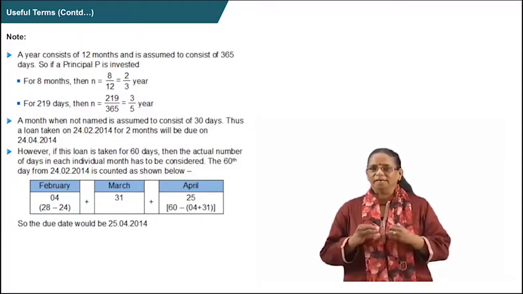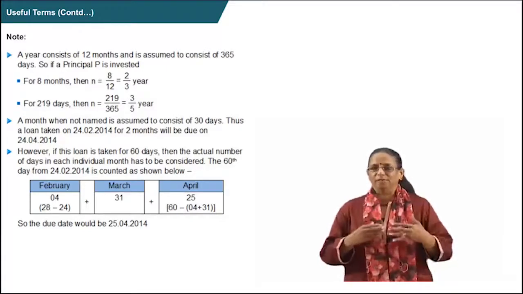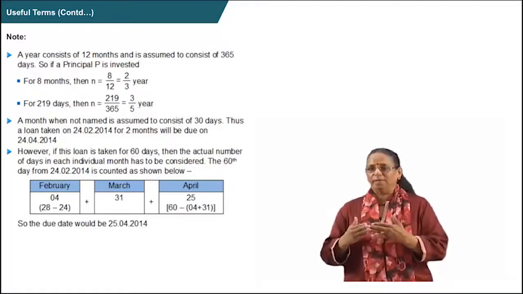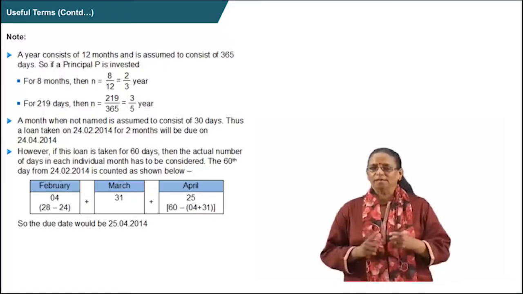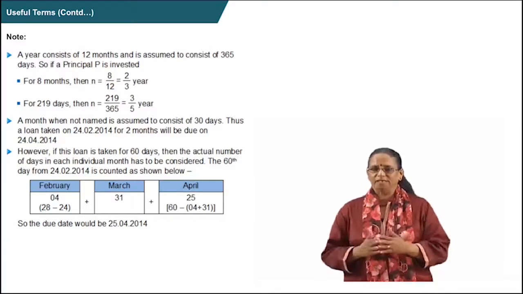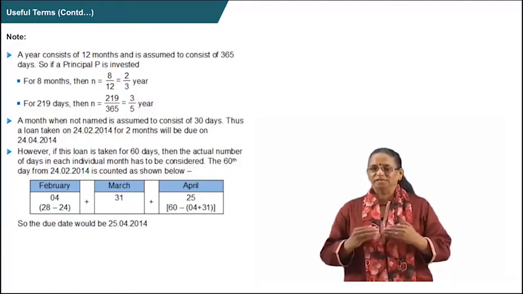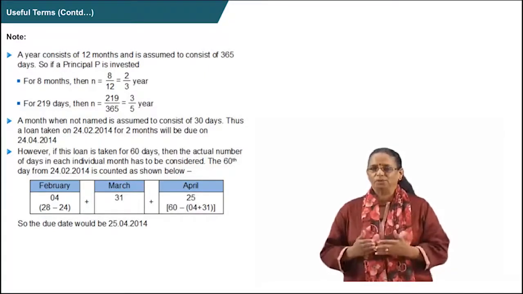If the month name is not given, we assume it to be 30 days. So if I take a loan on 24th February 2014 for 2 months, then it will be due on 24th April 2014. Now keep in mind 2014 is not a leap year. But if this loan is taken for 60 days, then the actual number of days in each individual month has to be considered. So the 60th day from 24th Feb can be counted as shown here.